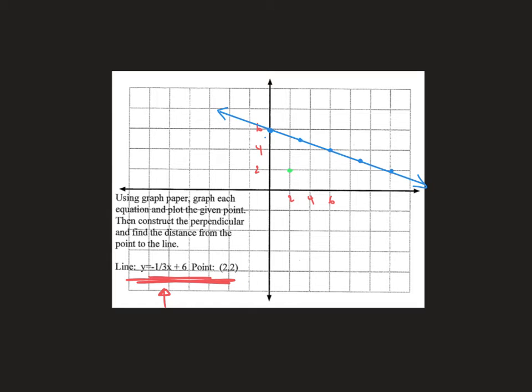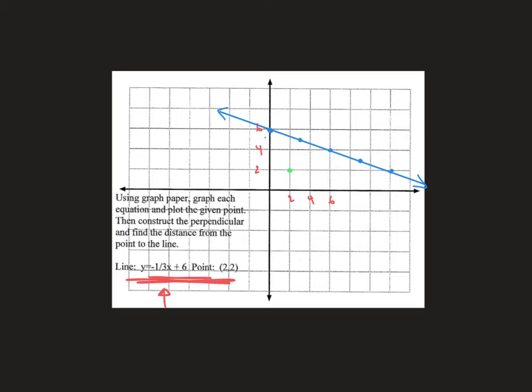We're going to graph each equation. Which equation? We're going to graph this equation, and we're going to construct the line perpendicular and find the distance from the point to the line. Which point? This point to this line. But remember, if we're going to measure, we're going to measure perpendicularly.